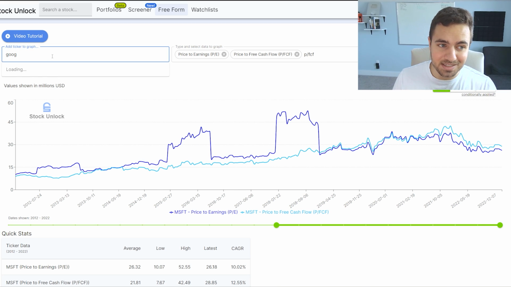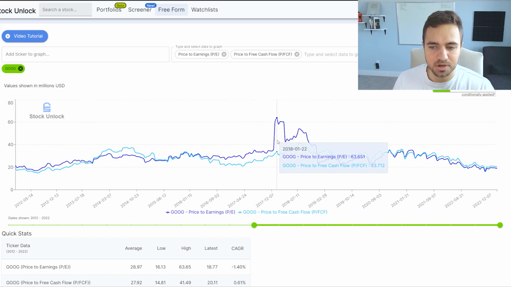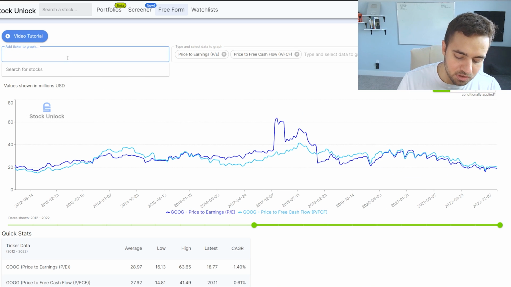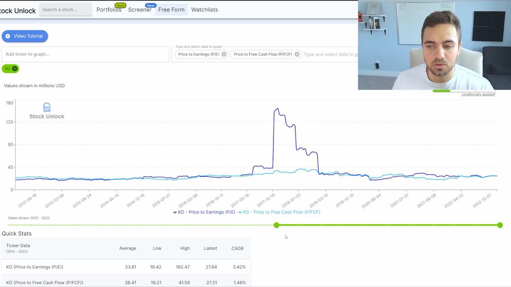I believe this is the exact same thing for Google. And yes, it is the same thing. Google's price to earnings ratio got all the way up to 63 in 2018, but the price to free cash flow at the same time was about half at 33.7. And throughout history, it has just been a much more steady metric. This is even the same thing with a company like Coca-Cola. If we take a look at Coca-Cola's metrics, we can see that the price to earnings ratio spiked massively in 2018, but the price to free cash flow remained quite consistent and stable and steady.